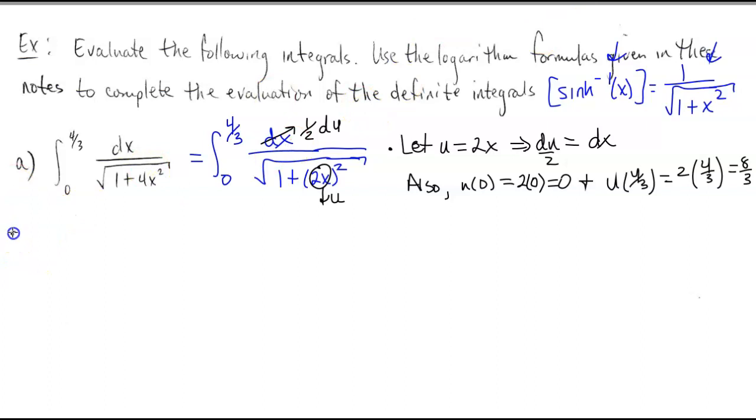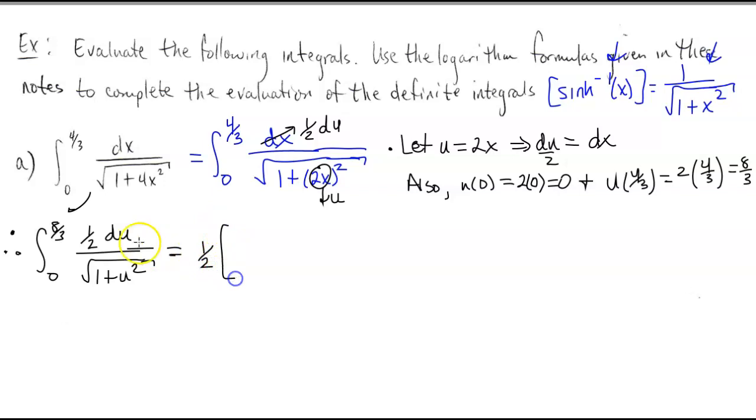So therefore, our new integral here is just going to be, we'll go from 0 to 8/3 now. And we'll have a 1/2 du over square root of 1 plus u squared. And then from there, we know that this would just be 1/2 of, and the antiderivative of 1 over square root of 1 plus u squared will just be inverse sine hyperbolic of u, and that'll get evaluated from 0 to 8/3.